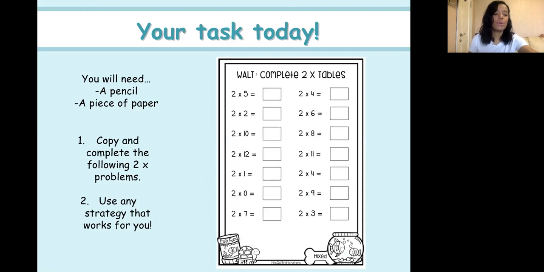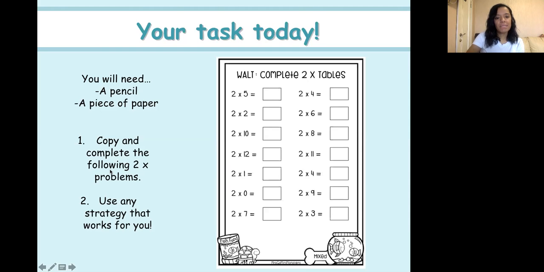So your task for today is that you will need a piece of paper, okay, a pencil, and what you can do is you can either print this worksheet here with the different 2 times problems, or you can just copy them to the piece of paper, okay? Whatever is easier for you. I think it's good practice if you actually copy them onto a piece of paper so that you're practicing your number formation and you're actually writing and using your hand, okay?